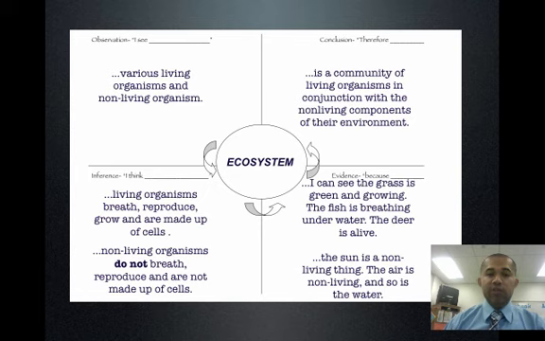It contains all biotic and abiotic factors. Biotic factors are things that are alive, living, and abiotic factors are things that are non-living. So my title for this picture would be ecosystem. Pretty simple, that's how we use the OIEC.